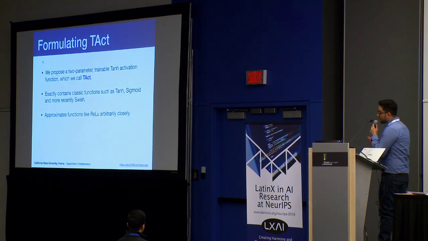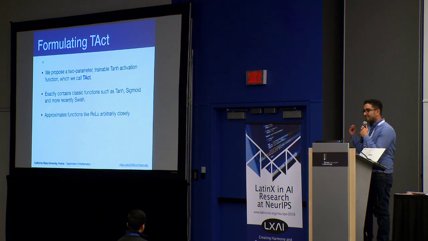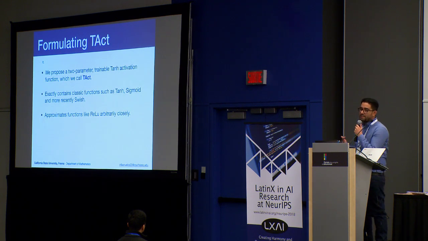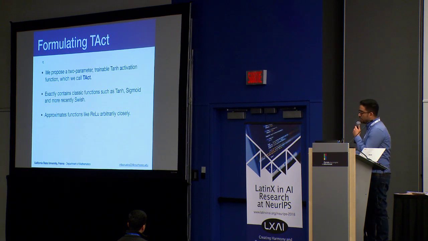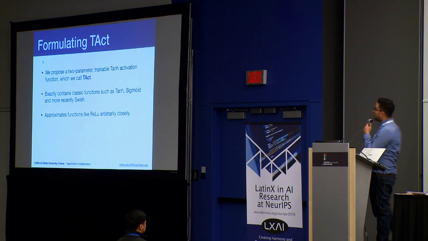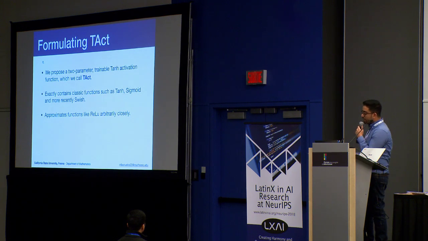So we propose a two-parameter, in fact the most generalized version, generalized Tanh activation functions, called GTACT, which is just an affine function times Tanh. It contains some of the classic ones: Tanh, Sigmoid, and more recently Swish, which is just X times Sigmoid. And it approximates functions like ReLU arbitrarily closely. This is what we're going to propose.